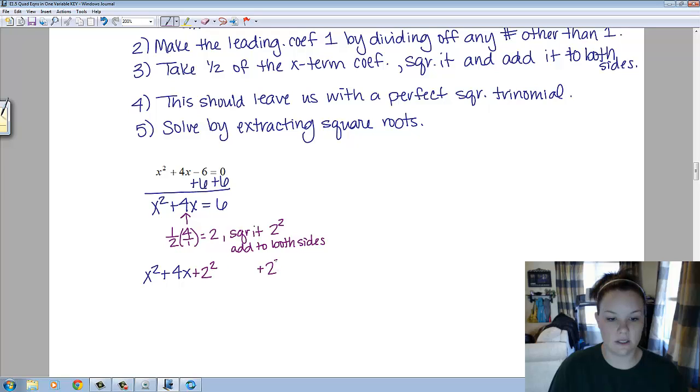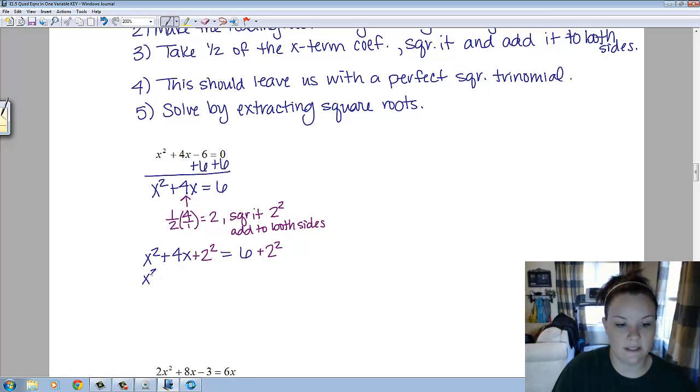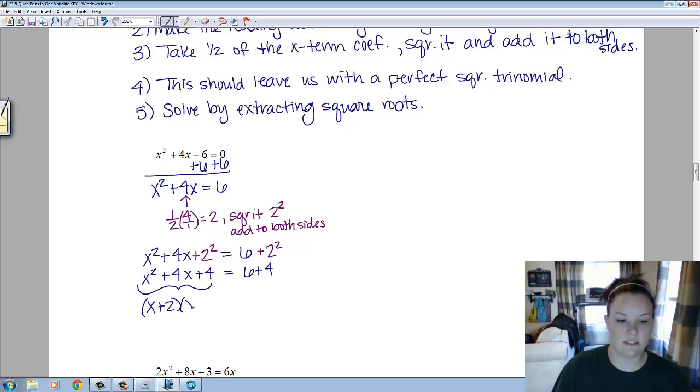Okay. Now I'm going to go ahead and simplify. When I simplify by squaring that 2, I have x squared plus 4x plus 4. And then over here I have 6 plus 4. Notice this piece is a perfect square trinomial. If I wanted to factor this, I need something that multiplies to 4 and combines to 4. That's 2 and 2. So this factors into x plus 2 times x plus 2, or rather, x plus 2 quantity squared. On the other side, if I combine 6 and 4, I get 10.